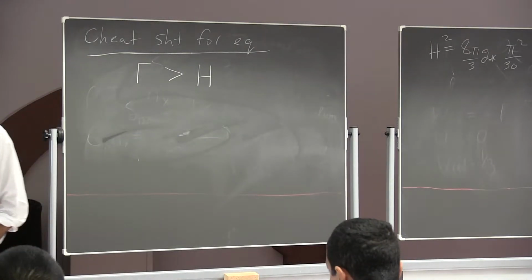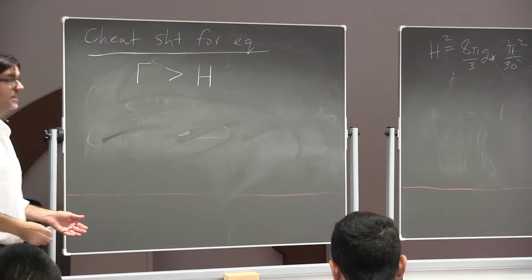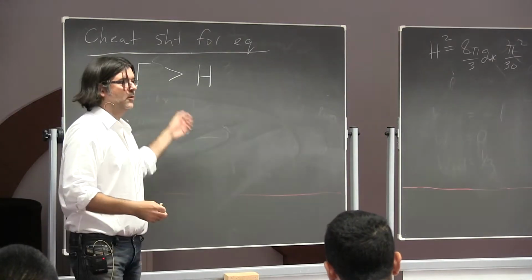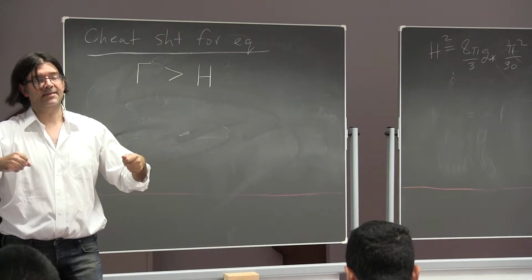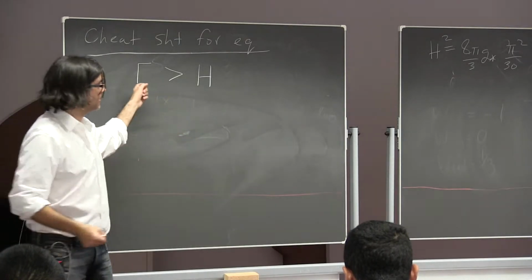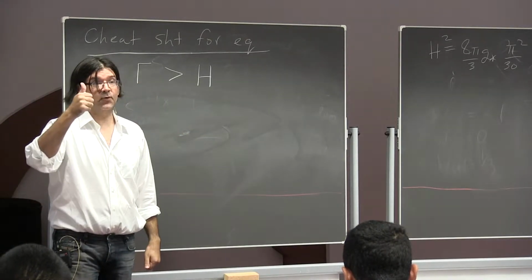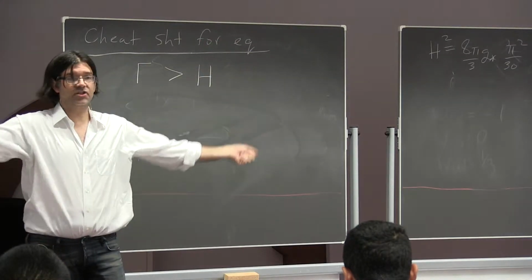And the reason for this is simple. If I have a rate which is lower than the Hubble parameter, then that means that if I wait for that process to occur once, by the time I've waited for it to occur once, the universe has already changed its properties by order 1.